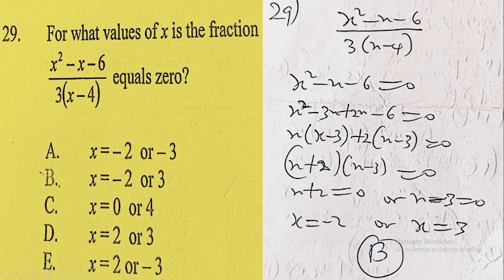So we can now factorize. x is common, so I have x into (x minus 3). Plus 2 is common here, so I have plus 2 into (x minus 3) equals 0. Then bring x plus 2 together and pick one of the brackets. We have this equal to 0. From there, it means that this is equal to 0 or this is equal to 0. So we find x to be equal to minus 2 or x equals 3. So the best option here is option B.